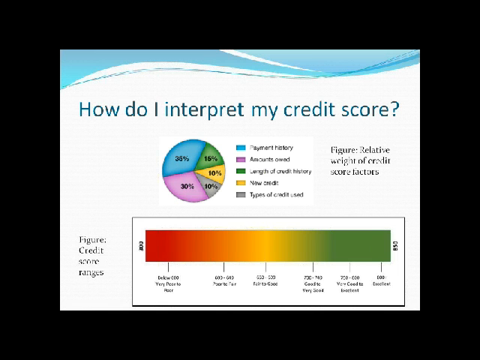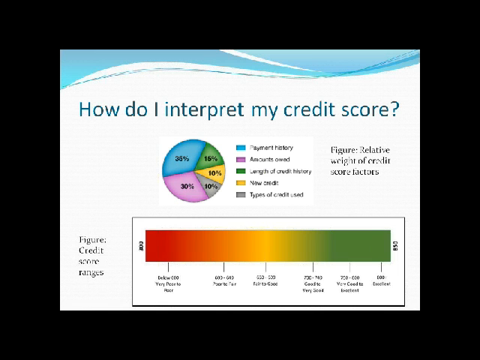The third most important factor is the length of your credit history. Individuals that have been in the credit files for 10, 15, 20 years are going to have a slightly better credit score in many situations than individuals that are just starting out and really only have their first credit card.